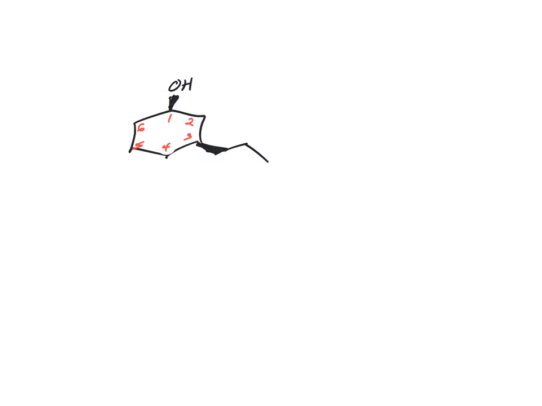Which means they're coming out at us. Or another way to look at this is the OH and this propyl are on the same side of the ring, right? So we can say this time they're both on the top. Let's look at it that way. So let's draw a chair. It doesn't matter which chair I draw.